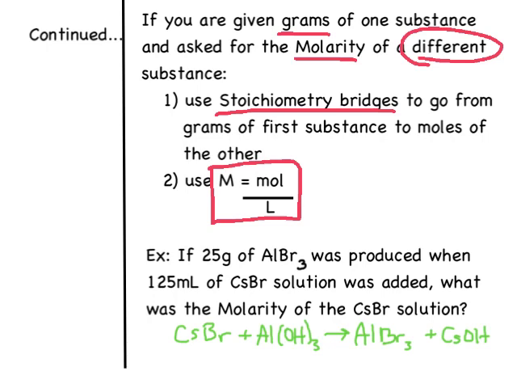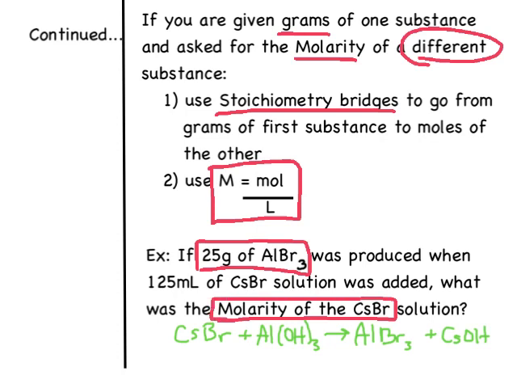It says if 25 grams of AlBr3 was produced when 125 milliliters of CsBr solution was added, what was the molarity of the CsBr solution? Okay, so again, here we're given our 25 grams of AlBr3, and we are asked for the molarity of CsBr. Now to figure out molarity, we're always going to need liters as well, the volume, and so we're also given the volume here. So we've got everything we need, we just need to figure it out now.